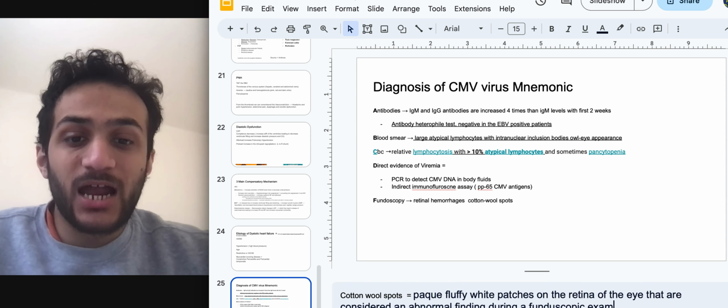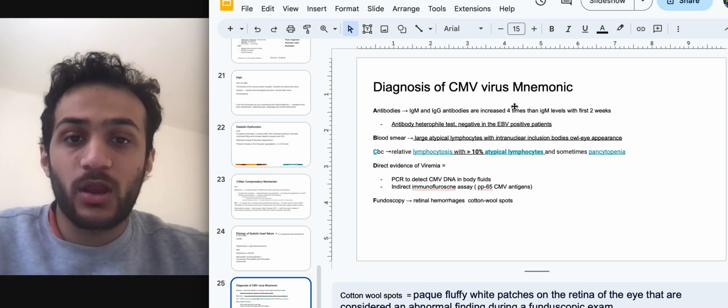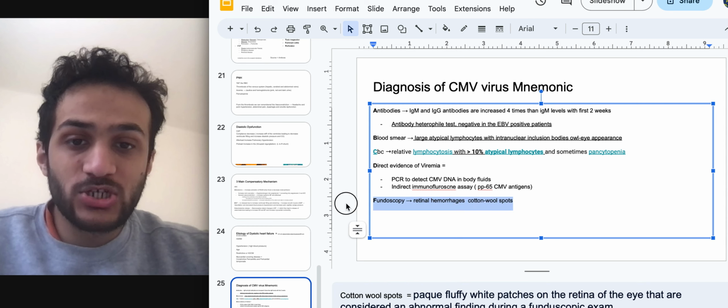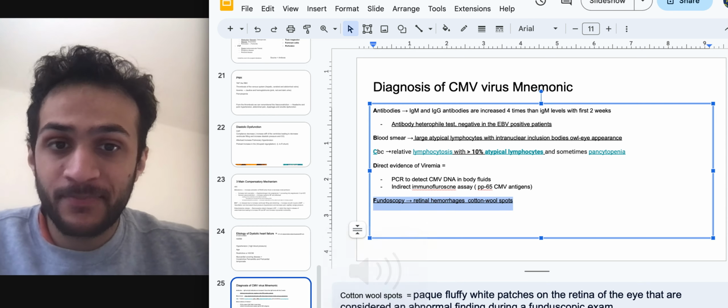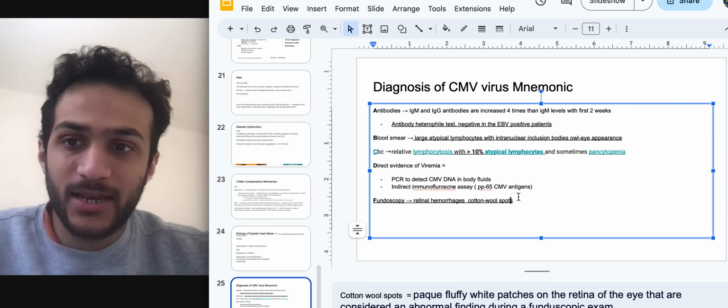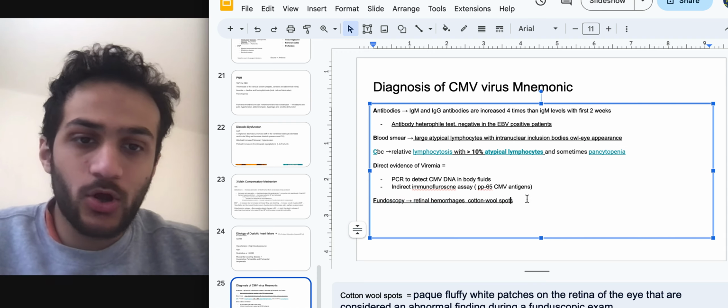About the diagnosis of the CMV with the mnemonic. Guys, all the underlined information here is going to be very, very high yield information for the USMLE. Everything that's underlined is high yield. Anything that's not underlined is not going to be very high yield.